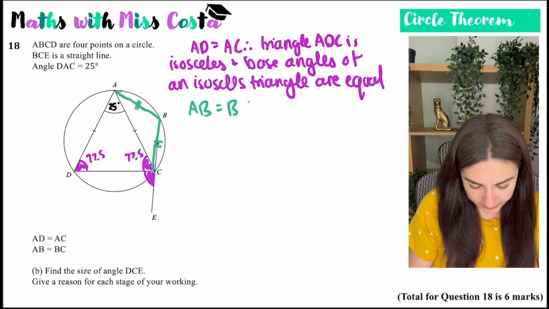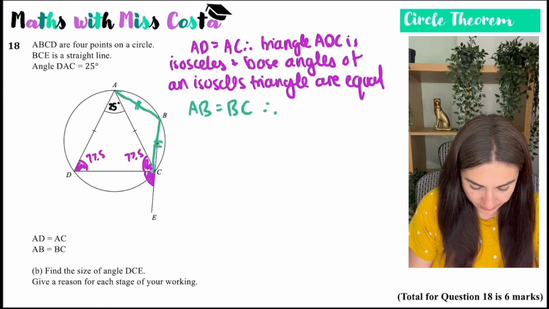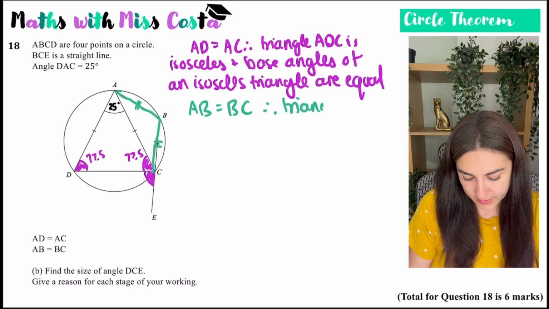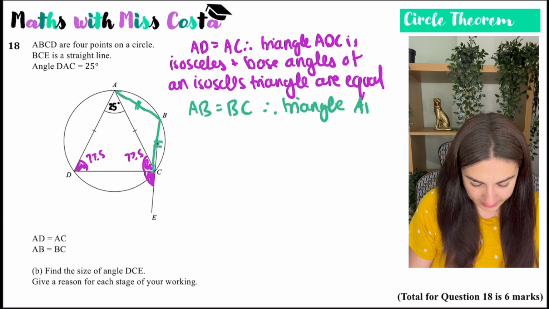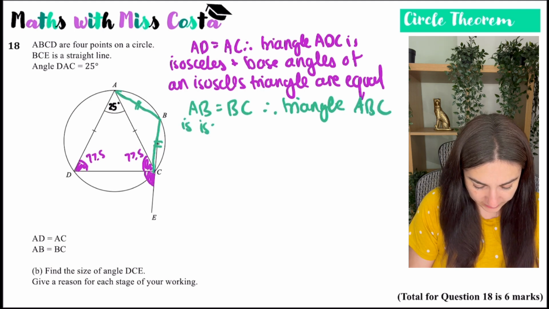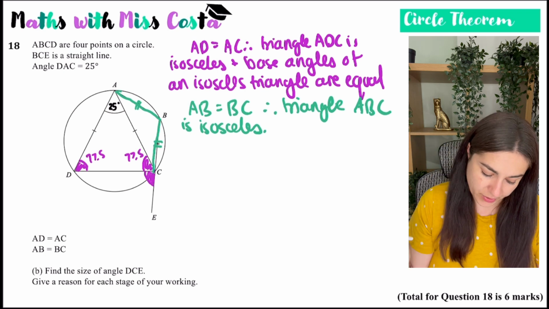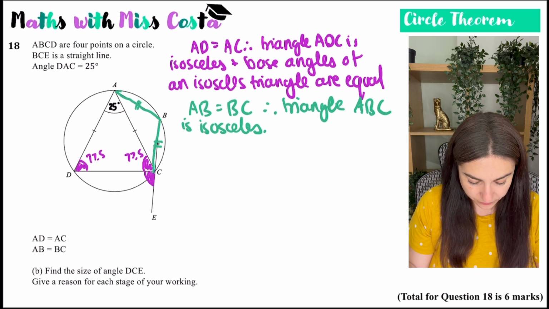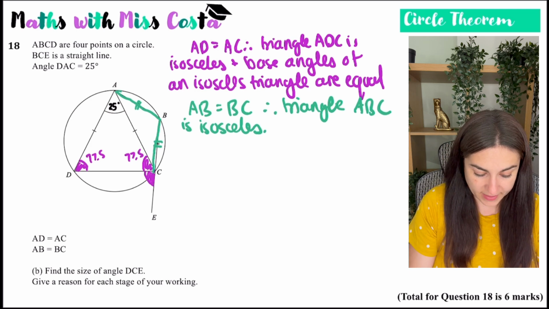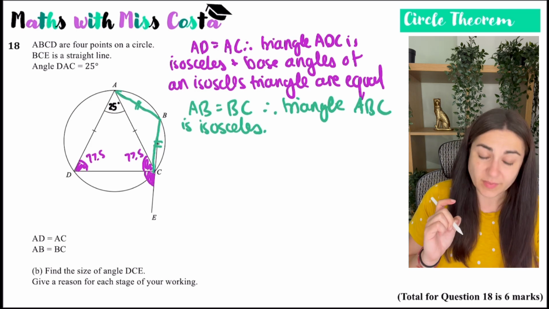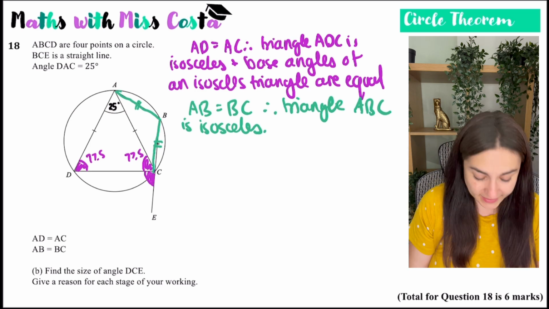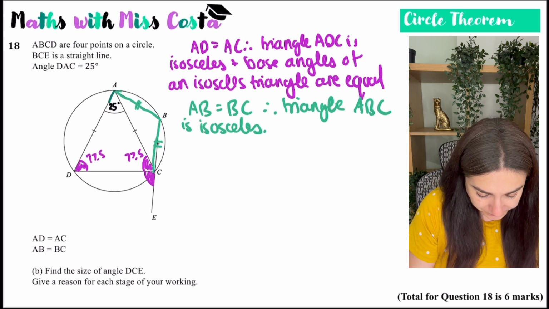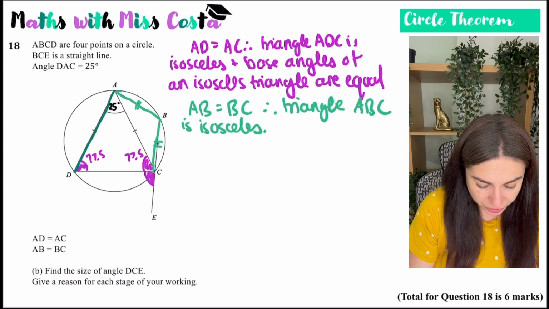AB equals BC, therefore triangle ABC is isosceles. So if I can work out any of the angles, then I can do stuff with them. So let's try and think outside the box. Like I said, always have highlighters and highlight round just to see what shapes are present.